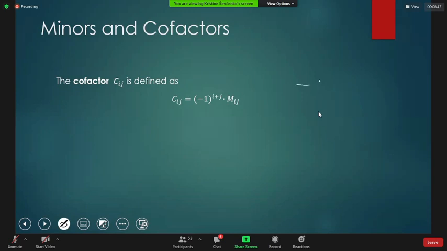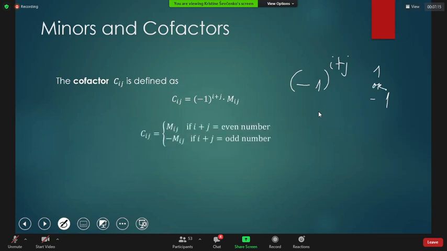Now we have to think about what is minus 1 to the power i plus j. We know that minus 1 taken to an even power is plus 1, and to an odd power is minus 1. In other words, this is either 1 or minus 1, depending on whether the sum is an odd number or an even number. So what happens is that the cofactor is the same as the minor if minus 1 to the power i plus j is 1.